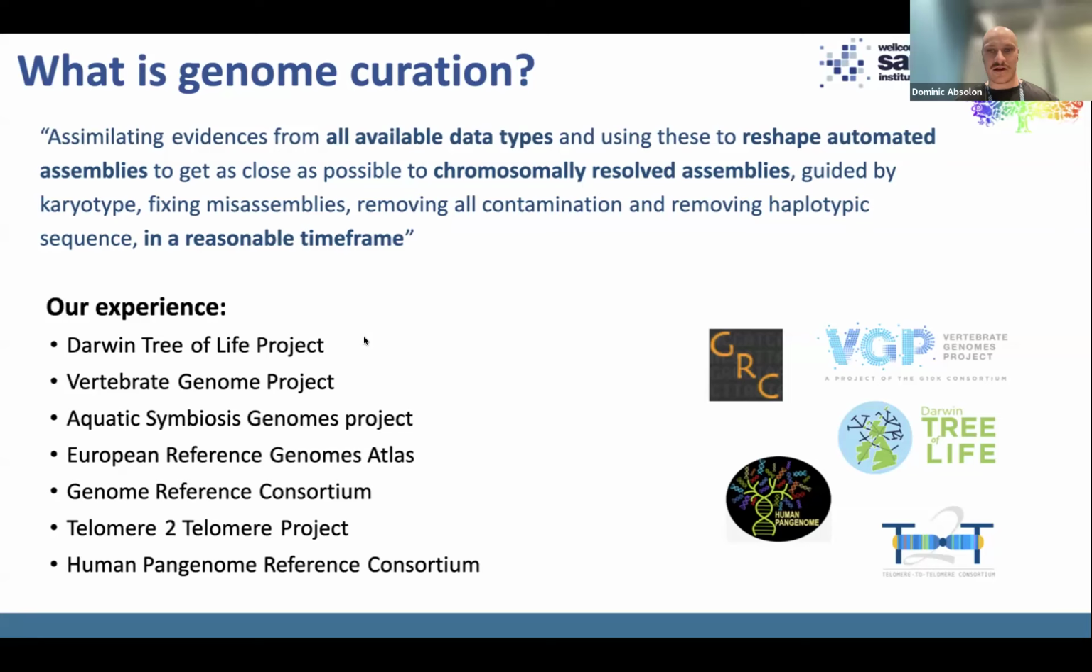So we have worked on a number of different projects over the last few years. Our main project being the Darwin Tree of Life project, for which we're closing in on around 2,000 outputted genomes now. We've also worked on the Vertebrate Genome Project, aquatic symbioses, the European Reference Genome Atlas, and various other projects. So we have quite a good bank of knowledge on doing manual curations now.